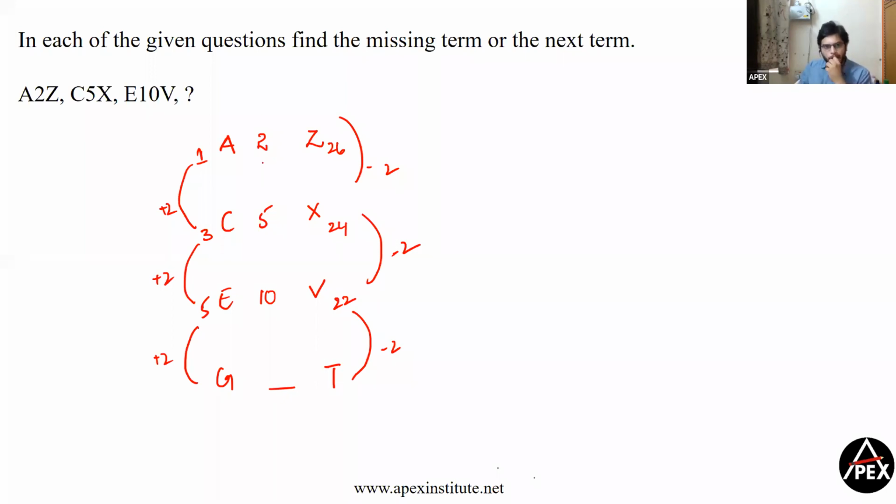So how did we get 2 here? Any logic? I did not see any logic between 1 and 26. Now what I will do, I will see whether 2, 5 and 10 make a series or not.